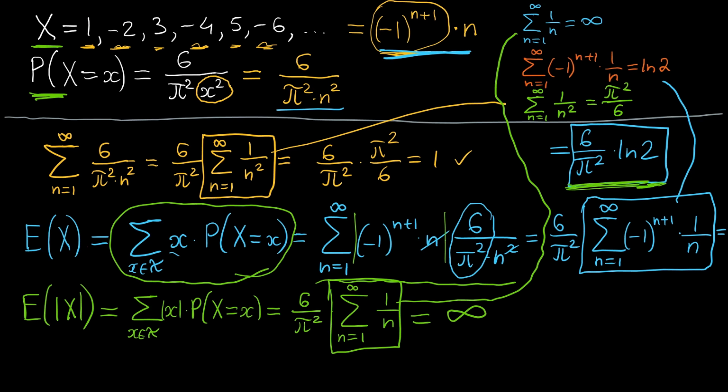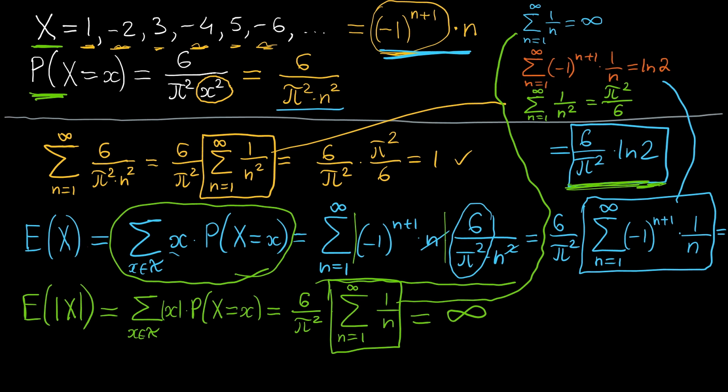Let's briefly recap this example because there was a lot going on here. So we looked at a random variable x that has a perfectly legitimate PMF that sums to 1 over its support. When we evaluated the expected value of x, we got a finite value, 6 over pi squared times log of 2. But when we evaluated the expected value of the absolute value of x, we got infinity. In other words, this expectation diverged, because the definition of the expected value of x requires that the expected value of the absolute value of x converges or is finite. We will say in this case that x does not have an expected value.